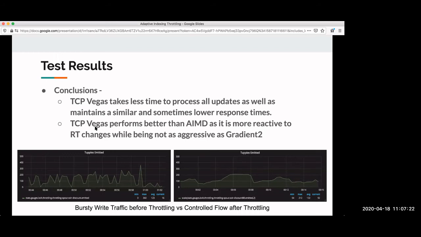And similarly, if you look at Gradient 2 and AIMD, both of them were very aggressive in reducing, but very slow in increasing the limits, while TCP Vegas was doing that linearly for both cases. So it had a very similar approach to increasing and decreasing. It wasn't biased toward one.